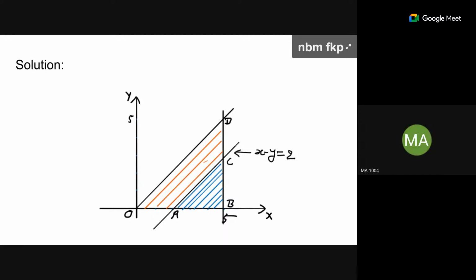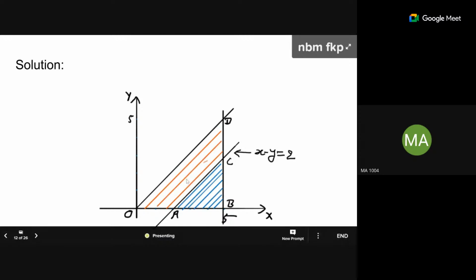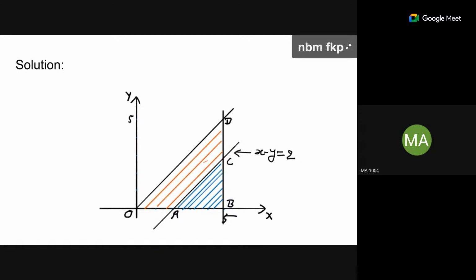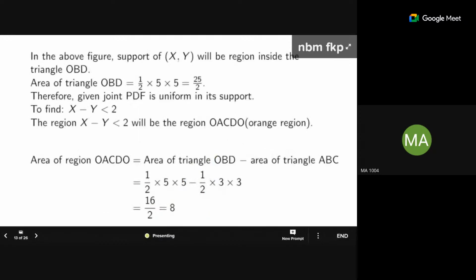So we used our joint PDF to confirm that the distribution is uniform. Once you confirm that your distribution is uniform, what you are doing now is calculating the area of this orange shaded region and dividing it by the total area to get the probability that x minus y is less than 2, right? That is giving you the correct answer because your PDF is uniform.